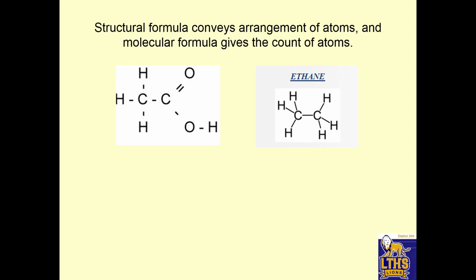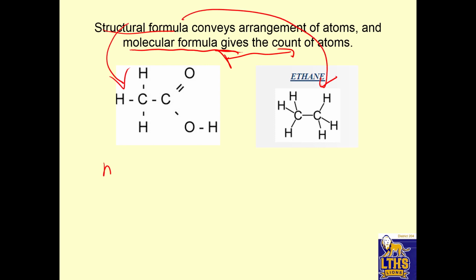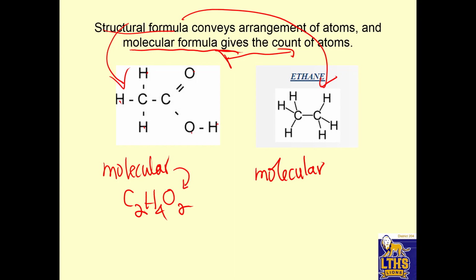Oh, hey, it's structural formulas. Look at how this shows how the atoms are connected. Okay, so structural formula tells you the arrangement. Molecular formula counts. So this is structural, boom, structural, boom. Molecular, we've got to count the stuff. So there's 1, 2 C's, 1, 2, 3, 4 H's, and 1, 2 O's. What about this one? Molecular. All right, molecular, 1, 2 C's, 1, 2, 3, 4, 5, 6 H's.